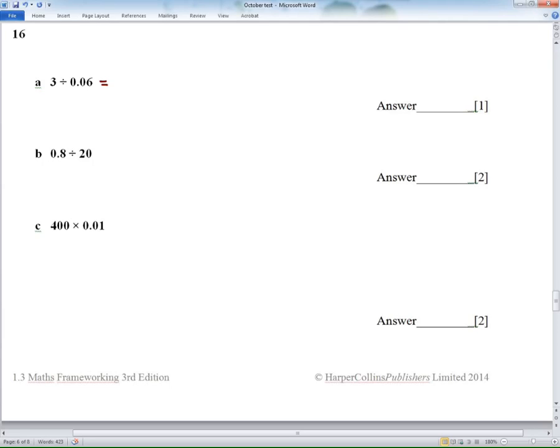Okay, 3 divided by 0.06. This is a division question. We don't like the division symbol. We prefer fractions. So let's write it as a fraction. Now, if you got this question wrong, just check that you did 3 over 0.06, which is 3 divided by 0.06, and not 0.06 over 3, which would have been the wrong way round. If you got to this stage, chances are you got the question correct.